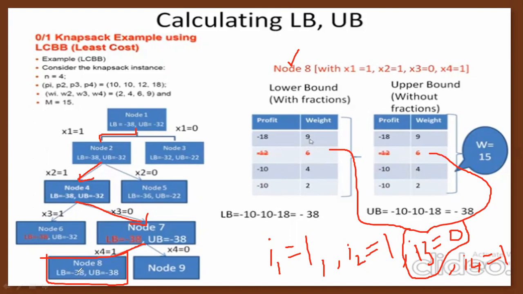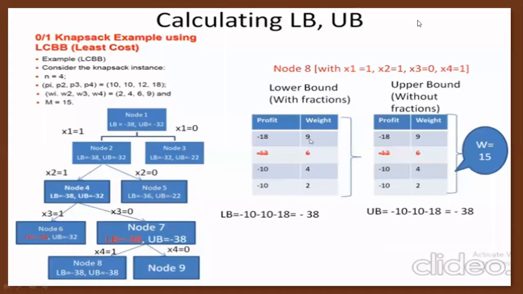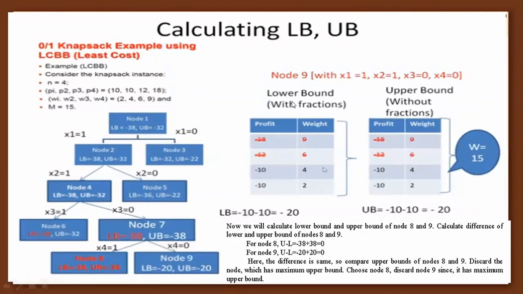Okay. So once we get the lower bound value and upper bound value, then we can go for expanding another tree. Now if you consider the node 9 here, we will calculate the upper bound and lower bound for node 8 and node 9 also. Node 8 upper bound is minus 38 and lower bound is minus 38. For node 9, upper bound is minus 20 and lower bound is minus 20.